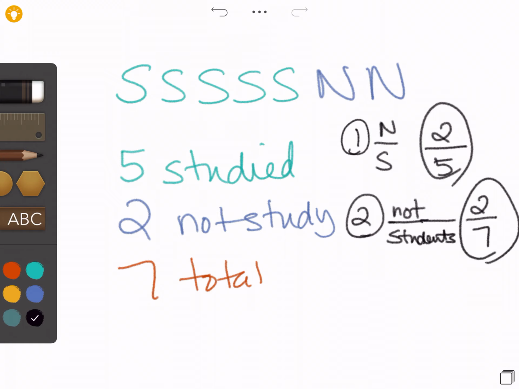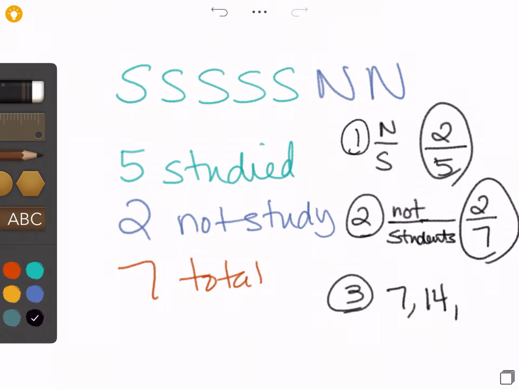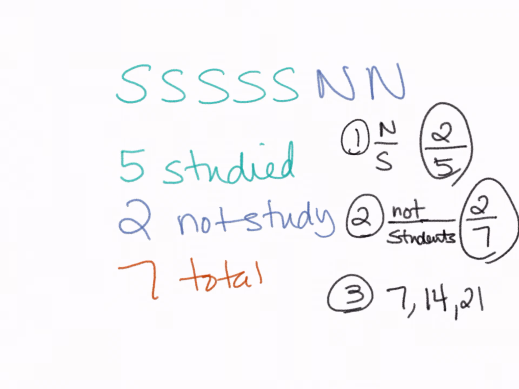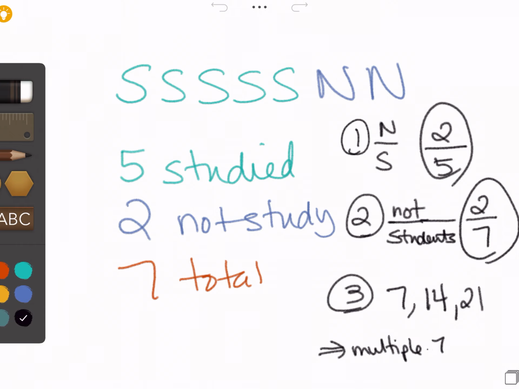And number 3, we have how many students could be in the class. As I mentioned, if we have 7 total students in our ratio, that means I could have 7 students. Maybe I have 2 sets of this ratio, so I have 14 students. If I had 3, I'd have 21. So essentially here, any multiple of 7 is going to work for me. Okay.